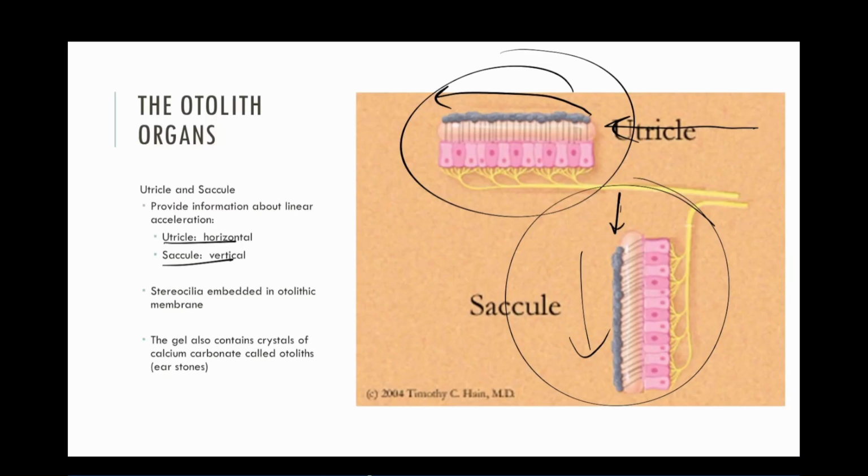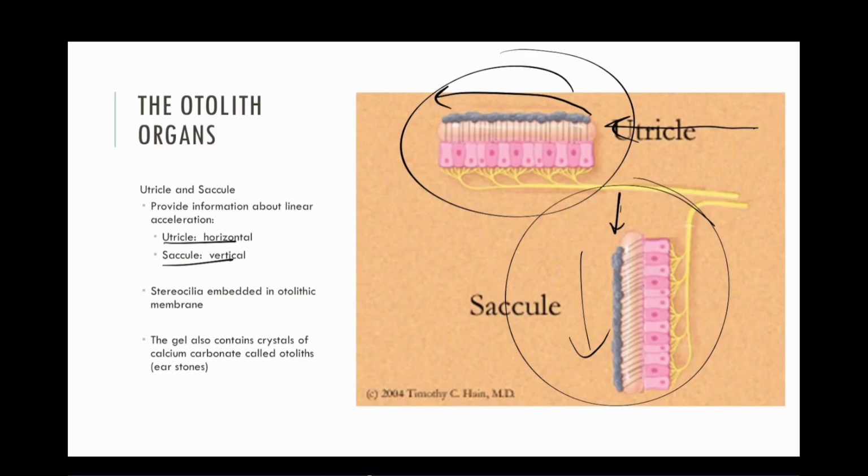Everyone good? If I'm in that ride where you're sitting down and it shoots you straight up in the air and you go up and down a bunch of times, okay, same thing. If I'm going up, all these stereocilia are bending one direction. That tells me I'm going in that direction. As I come back down, the stereocilia bend the opposite way, and it gives me the sensation I'm going the opposite direction. Okay?